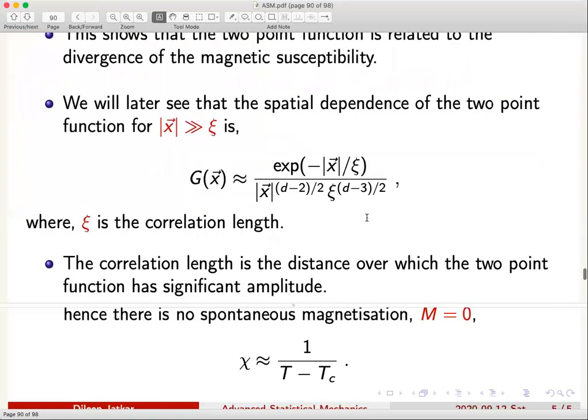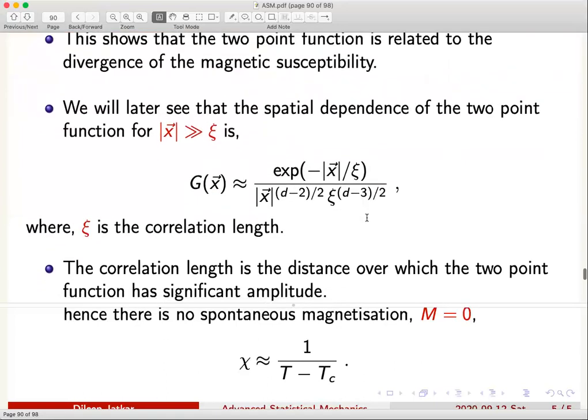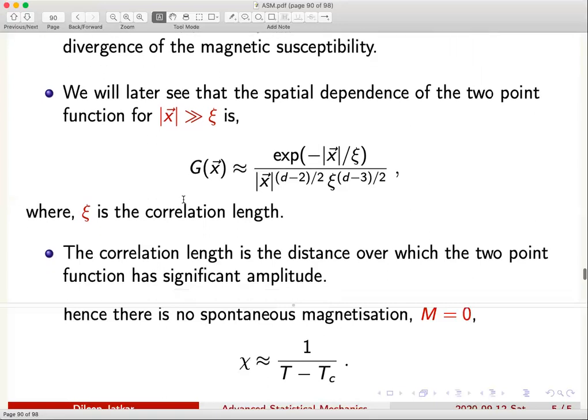So one important aspect of this is that, maybe I should define this, that this parameter xi is actually called the correlation length of the system. So if you look at two spins, the distance over which these two spins could talk is determined by this parameter xi.